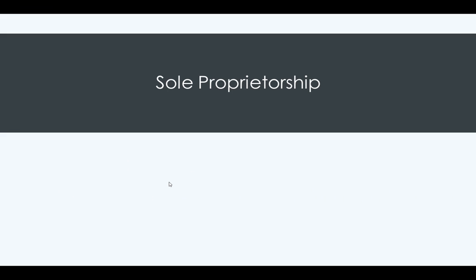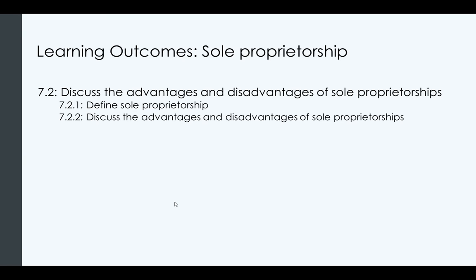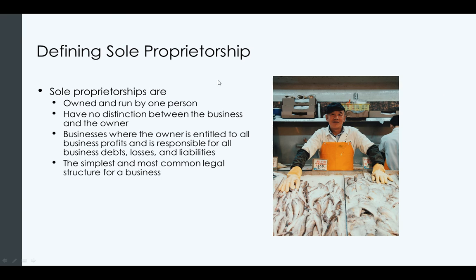And so let's look at sole proprietorships first. This is when a business is owned by an individual person. Sole proprietorships are owned and run by one person, one owner, and that's it. There is no distinction between the business and the owner. In other words, the owner and the business are one and the same.